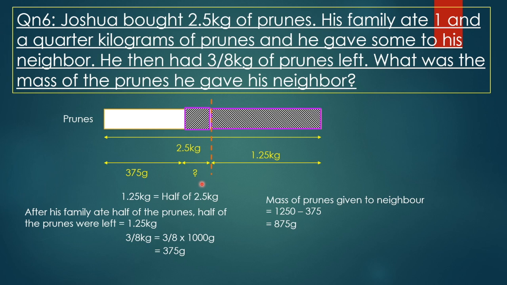If you notice, 875 grams of prunes is actually more than 375 grams, but I have used a smaller rectangle to show 875 grams. It does not matter because this model is not drawn to scale. It's not supposed to be accurate. It's just supposed to give you a flavor and help you understand the question. So it does not matter if you draw a larger weight as a smaller rectangle or a smaller weight as a larger rectangle. As long as it helps you understand the question, that is all that matters.